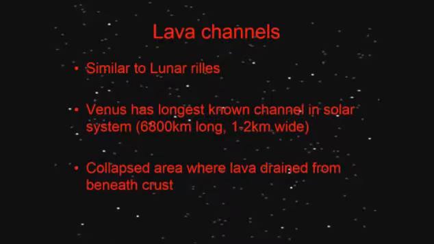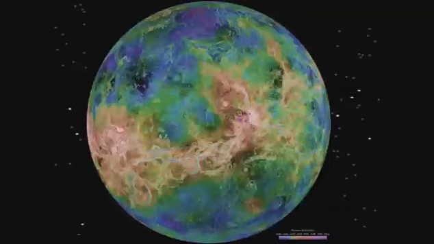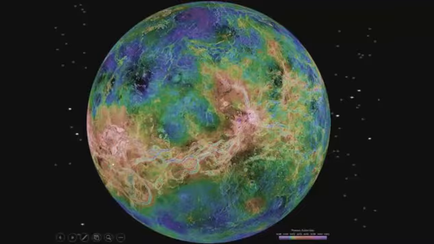Lava channels also exist on Venus. These are channels carved out by lava. These are similar to things called rills that exist on the Moon. These are lava channels existing there. Venus has the longest known channel in the solar system at 6,800 kilometers long and about a couple of kilometers wide. And this is a collapsed area where lava has drained out from beneath the crust and the crust has collapsed. And here it is. Here's some of that channel network that we're seeing.